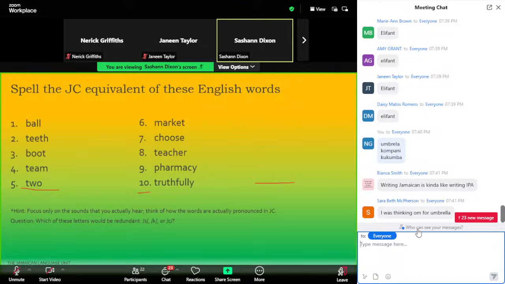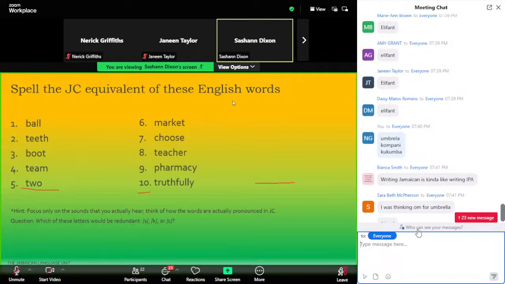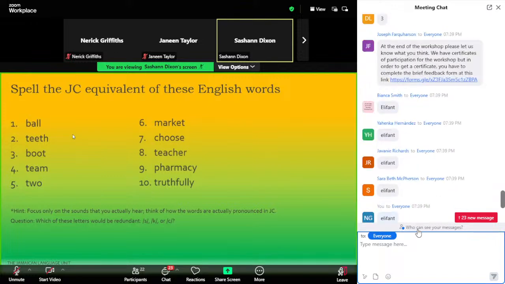All right, so like we did with the last set, let's try the first 5. The first 5 words. So spell them, put them in the chat, and I'll put them on the screen and then we'll discuss. The first one shouldn't be difficult. Just looked at that one. Ball. The second one, teeth.